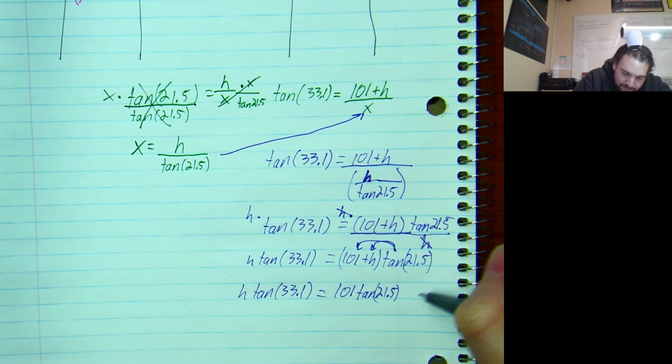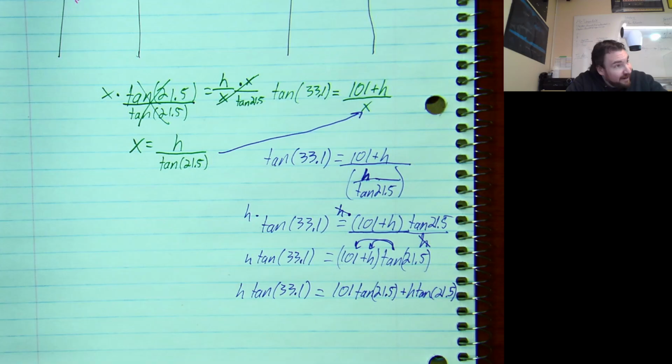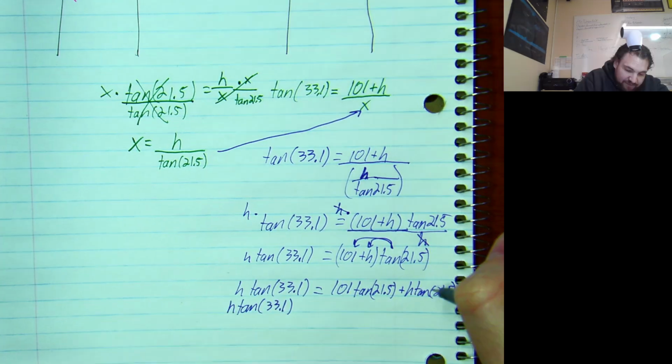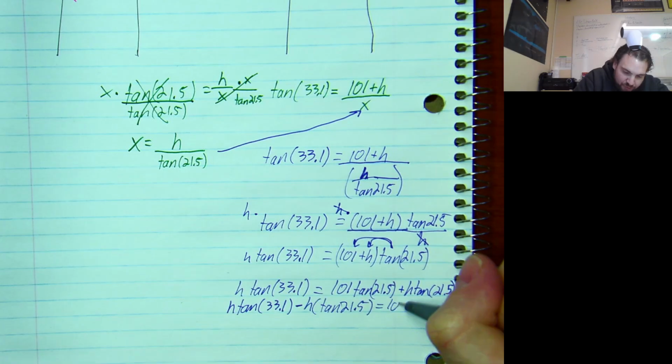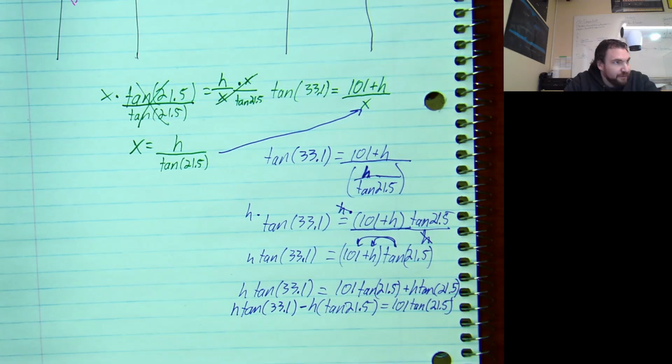Now what? Naya, we do what you want to do before. We're going to subtract, except now it's not just h, it's h tan 21.5. We're going to move this whole thing over. H tan 33.1. We're going to subtract it from both sides, so it's going to be minus h tan 21.5 equals 101 tan 21.5. Believe it or not, this is actually an improvement. Now what?